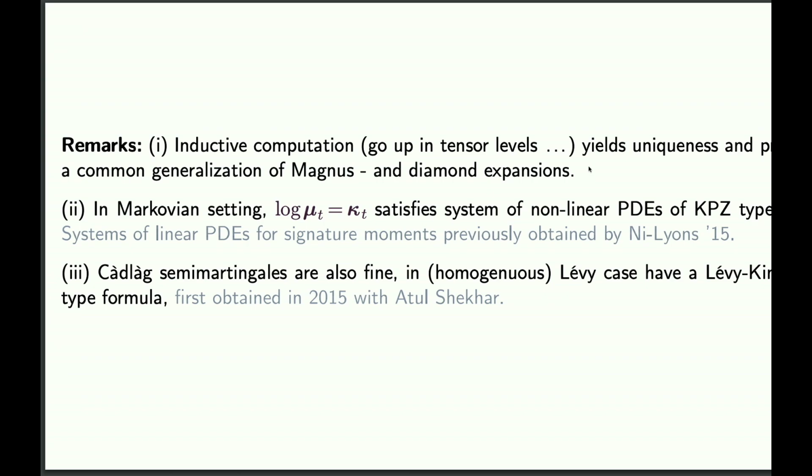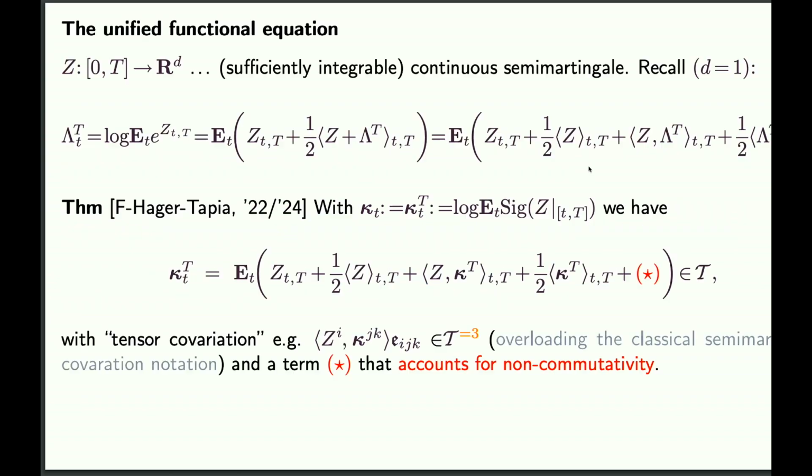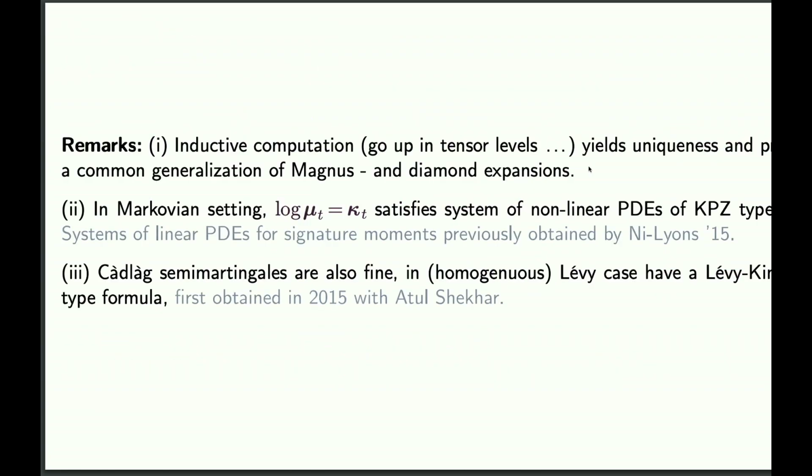But before, a few remarks. Once you have this functional relation here, you can just project on the tensor levels and work your way up. So this gives you immediately some expansion here. And that generalizes at the same time Magnus and the diamonds. So we were quite happy with that. If you do it in the Markovian setting, well, you can write down systems of PDEs in the tensor algebra. This was first done just for the signature moments in a paper by Terry, 15. And if you like jumps and Levy processes, you can also do this. But for the sake of this talk, I chose not to.